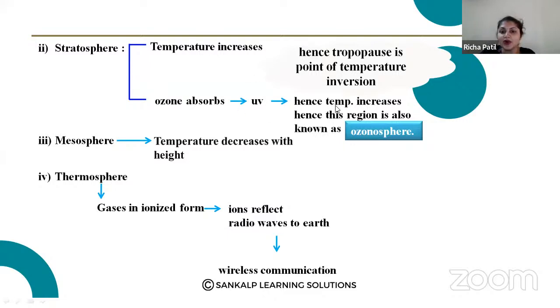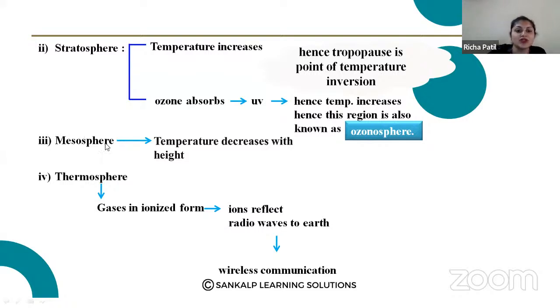Hence the temperature increases, and this region is also known as the ozonosphere, because it forms a thin layer of ozone. Most of the harmful radiation from the sun is absorbed in this particular region, so the temperature is higher here. This region is known as the ozonosphere.